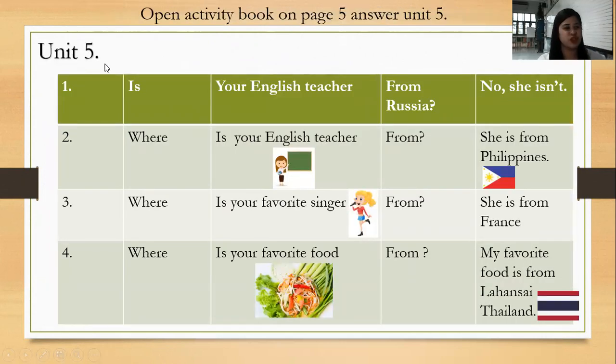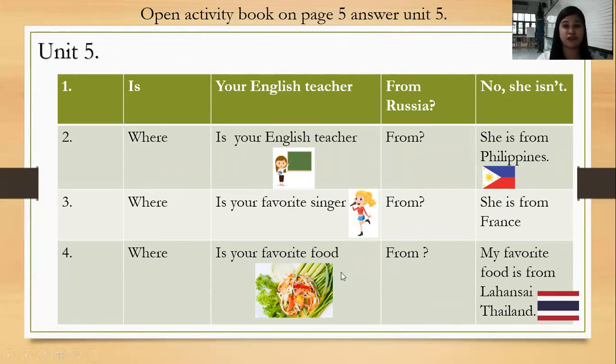Unit 5. Is your English teacher from Russia? No, she isn't. Where is your English teacher from? She's from the Philippines. Where is your favorite singer from? She's from France.